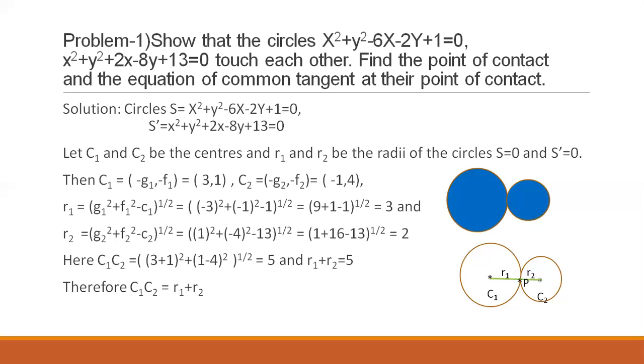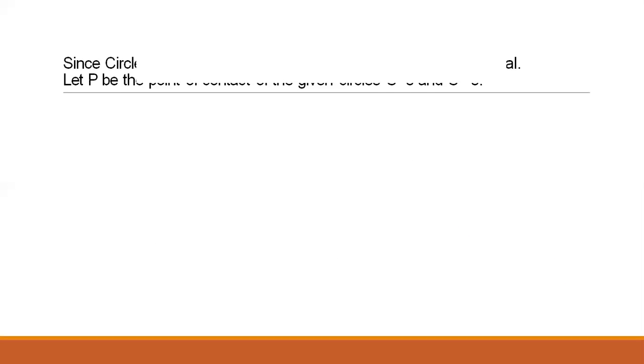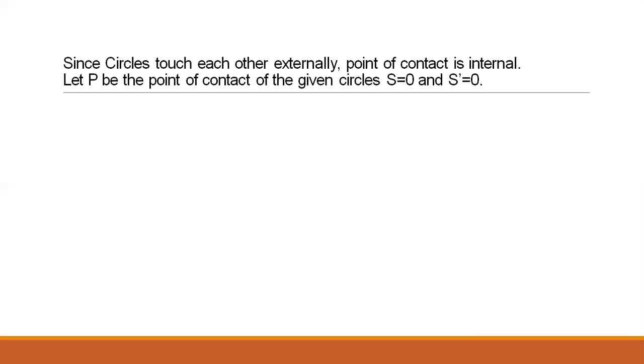Then what will be the given two circles, children? They touch each other externally, and the point of contact is internal. Observe the figure, children. How are the two circles touching? They are touching each other externally, but the point of contact is internal, that is, on the line segment C1 C2. And P divides the line joining C1 C2 in the ratio of R1 and R2. Since the circles touch each other externally, the point of contact is internal.